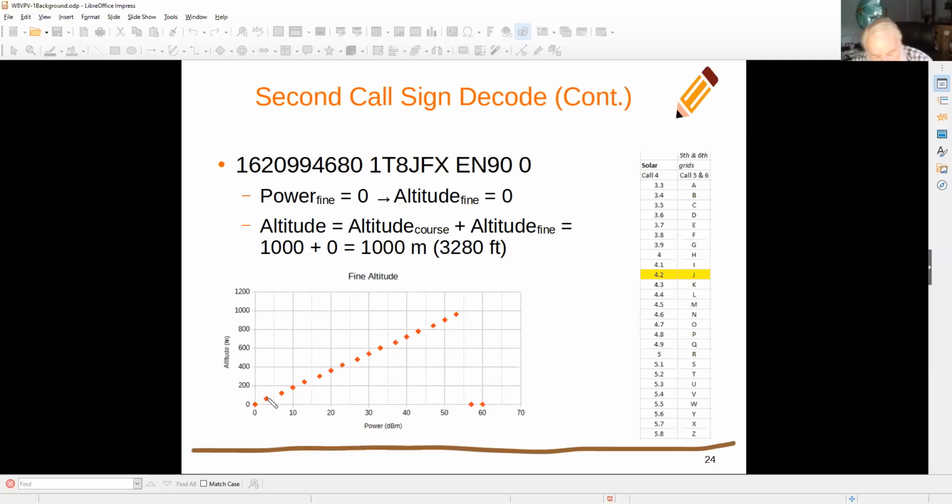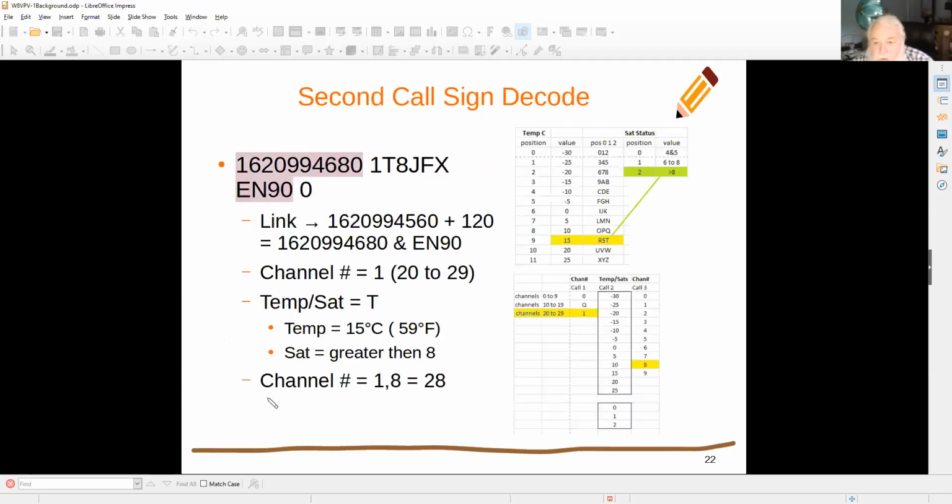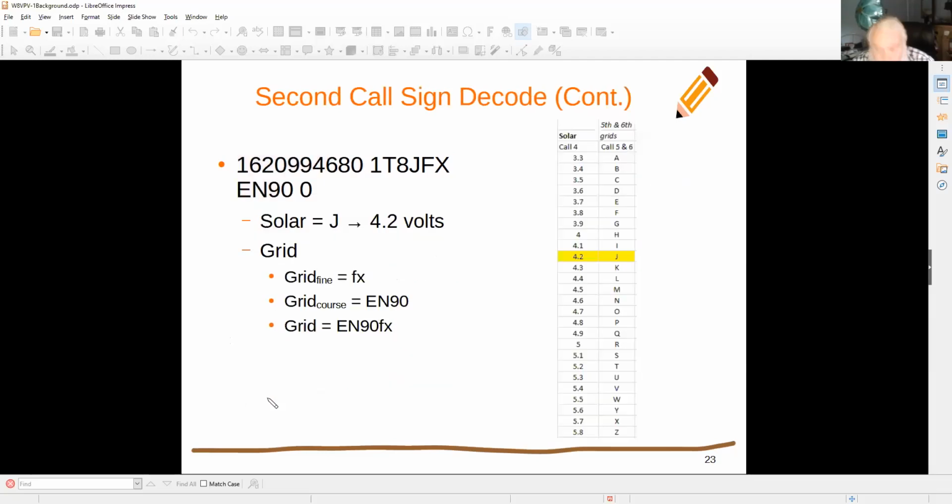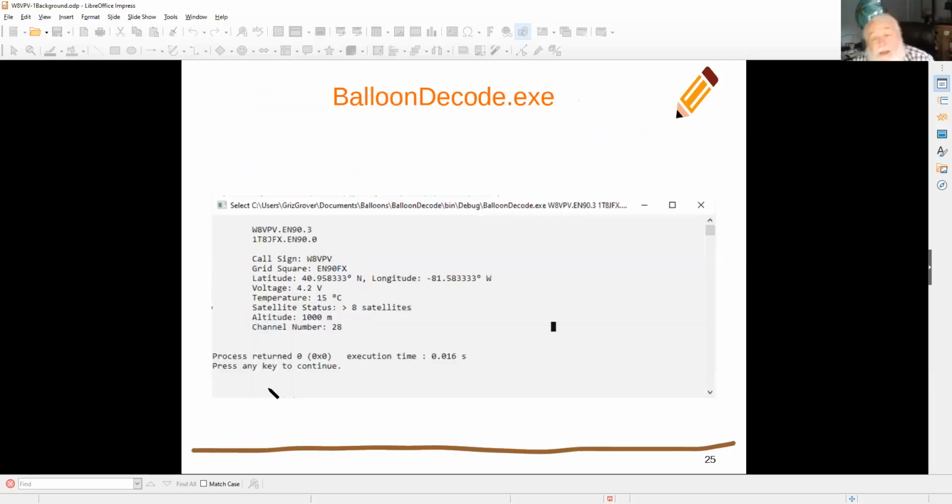And then I think I had a picture on the previous. I guess I didn't. I forgot to put that in here. I'll add that before I send these off to Anthony. But we have a chart that will tell you the rough altitude also.